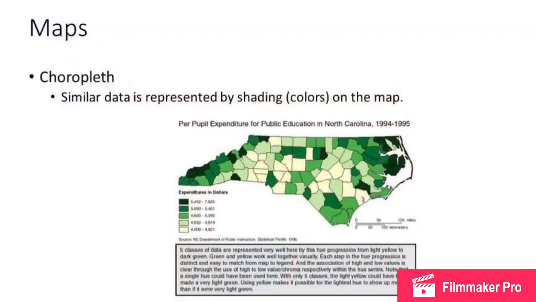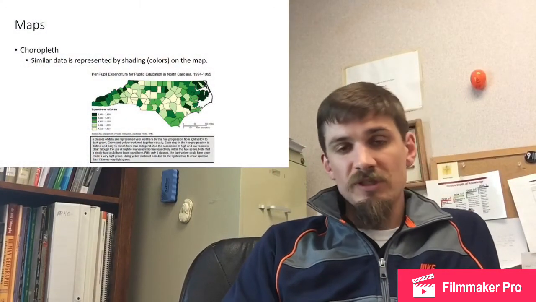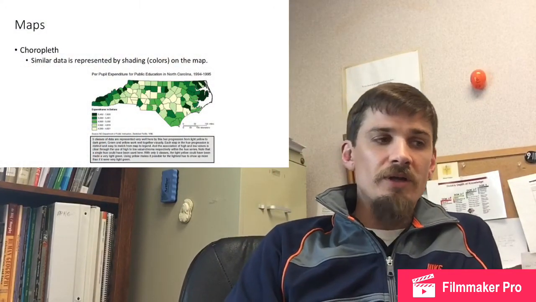So this next one is called a choropleth map, which is probably one that you're more familiar with, one that you've probably seen before. Basically all we're doing is, based upon the data we've collected, we're doing some shading, and each of the colors is going to represent a range of the data. So here we're looking at per pupil expenditures in North Carolina for education.